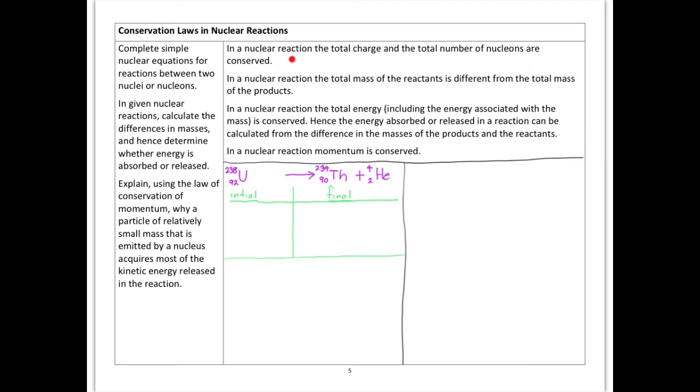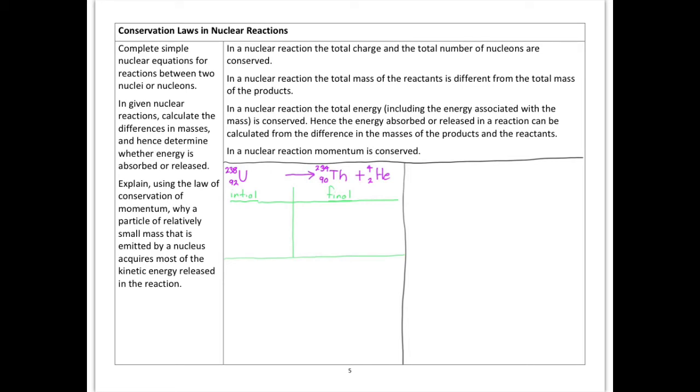However, some of our other conservation laws still do apply. Charge is still always conserved. So the total charge initially must equal the total final charge. And the number of nucleons is conserved. So protons can turn into neutrons and neutrons can turn into protons, and we'll learn a lot more about that in the next subtopic. But the total number of protons and neutrons must be conserved. Now, most importantly, in a nuclear reaction, momentum is conserved. So momentum is like our ultimate conservation law.